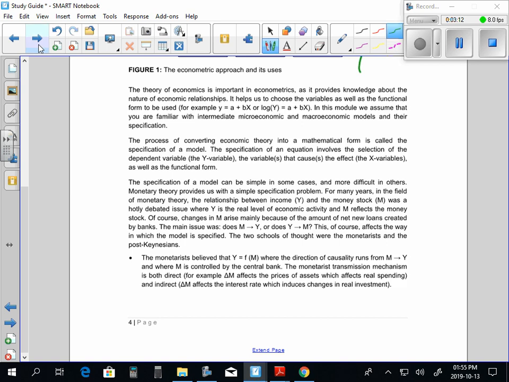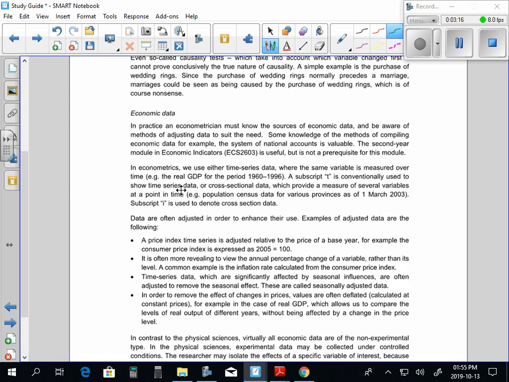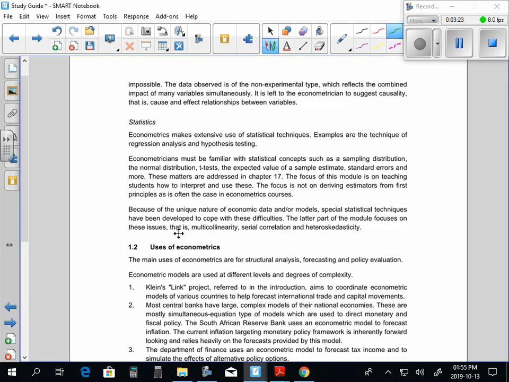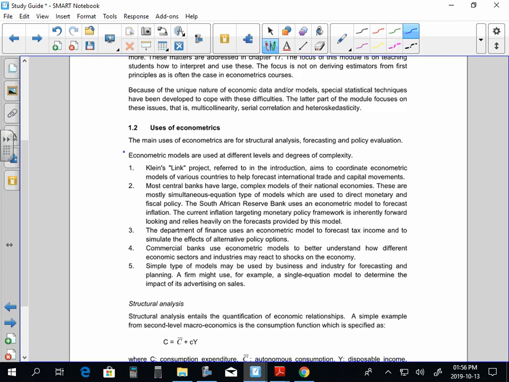There's still a bit of theory where we talk about the background: economics, economic data, economic theory. We also talk about statistics and how we use statistics. But what we need mostly is what the uses of econometrics are. So in here, we need this part mostly.